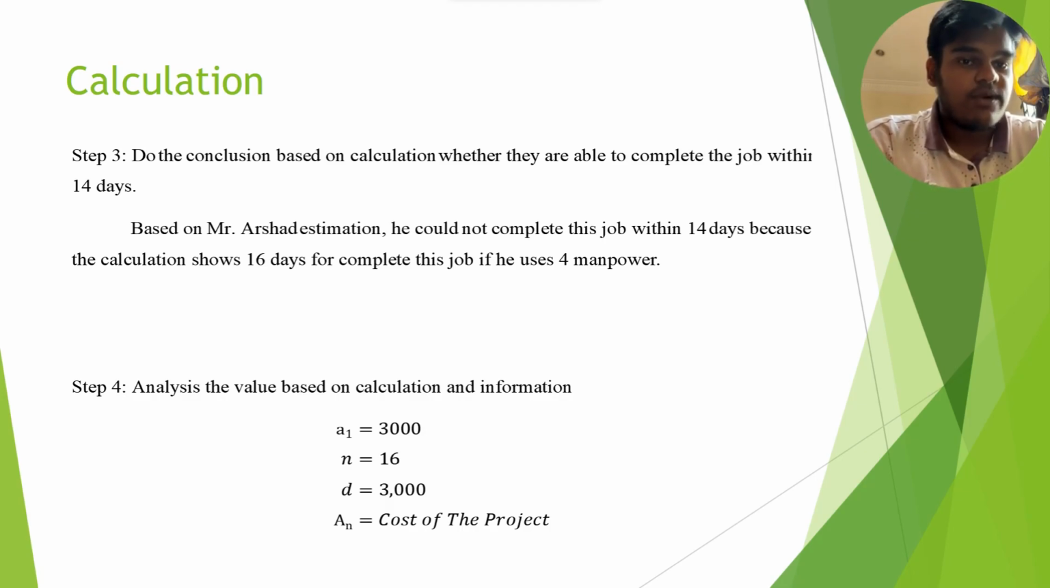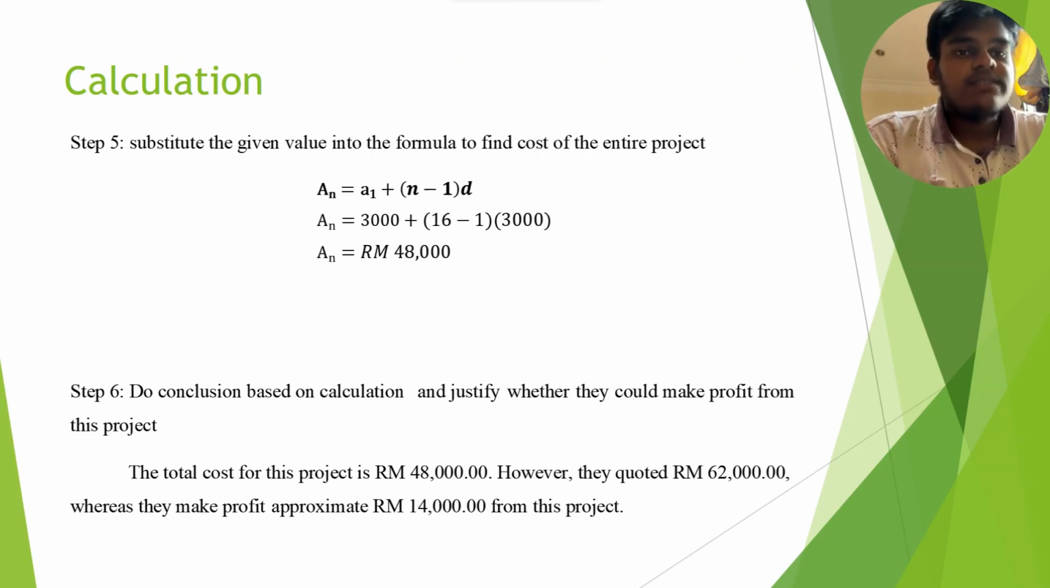For this, step 4, analyze the value based on the calculation and information. As we know, the number of days is 16, the difference is 3,000 and the initial value is 3,000. Now we have to find the cost of the project. Step 5, substitute the given value into the formula to find the cost. As we substitute, we know the cost of the project is 48,000.